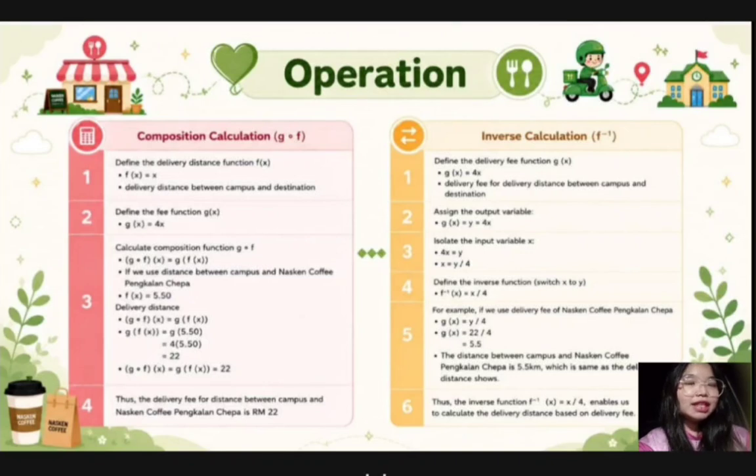For example, if the delivery fee is 22 ringgit, g inverse of 22 equals 22 divided by 4, which is equal to 5.5. This means we use 22 ringgit in the inverse function, and we get the distance. So, this shows that the delivery distance is 5.5 kilometers. In conclusion, the composition function helps us calculate the delivery fee based on the delivery distance, while the inverse function helps us determine the delivery distance based on the delivery fee. This mathematical operation makes the delivery fee calculation more efficient and accurate. That's all for me. Thank you.